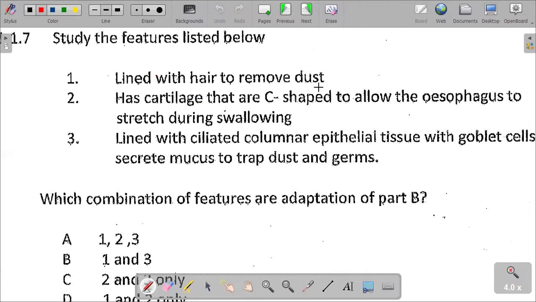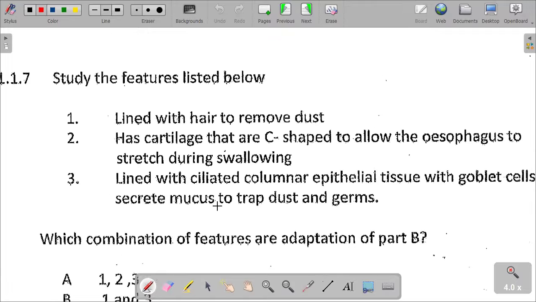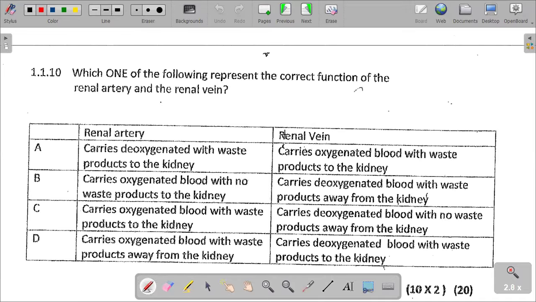Study the features listed below. Number 1: lined with cilia to remove dust. Number 2: cartilage that is C-shaped to allow the esophagus to stretch during swallowing. And then number 3: lined with ciliated columnar epithelium tissue with goblet cells that secrete mucus to trap dust and germs. Which combination of features are adapted to part B?